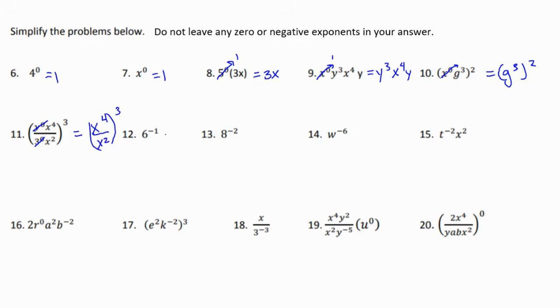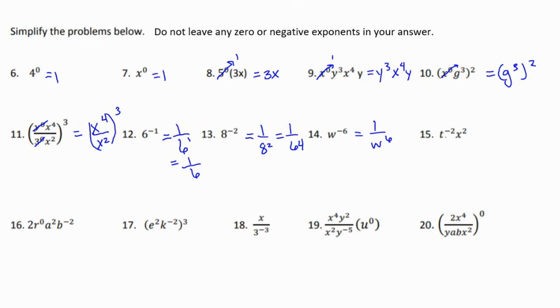So number 12, 6 to the negative 1 power is 1 over 6 to the positive 1 power. And you don't have to show that positive 1 power, so it's just 1 over 6. Notice it's not negative, it's just moved to the bottom. Number 13, this is now 1 over 8 to the second power, and that can be simplified into 1 over 64. Number 14, w to the negative 6 power is 1 over w to the 6th.